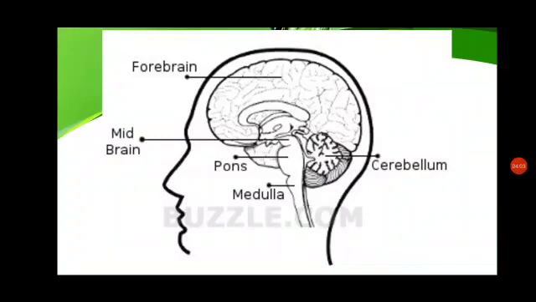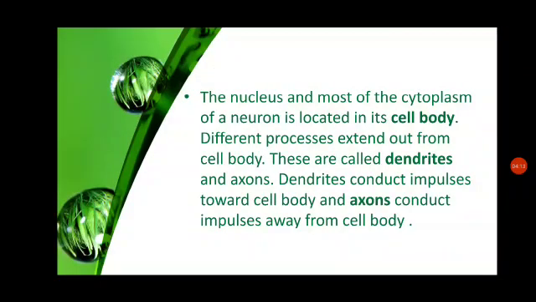Here is also the picture of the brain: forebrain, midbrain, pons, medulla and cerebellum. We were talking about the nerve cells. The nucleus and most of the cytoplasm of the neuron are located in its cell body. If we consider the structure of the neuron, it is clear that the neuron is composed of a cell body and its tail, called the axon. Different processes extend out from the cell body and these are called dendrites.